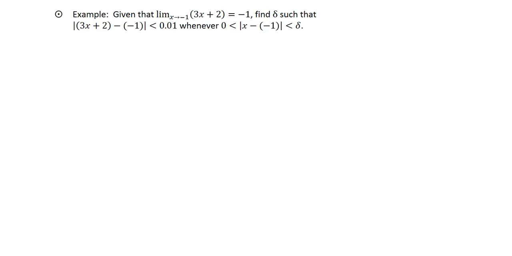So let's do another one of these. It says given that the limit as x approaches negative 1 of 3x plus 2 is equal to negative 1, we're going to find delta such that the absolute value of 3x plus 2 minus negative 1 is less than 0.01 whenever the absolute value of x minus negative 1 is between 0 and delta. So again, I'm going to fill in what I know. Coming from this portion, I have that f of x is 3x plus 2, and L is negative 1, and epsilon is 0.01. And coming from this portion, I have that c is negative 1, and we're finding delta. We don't know what that is.